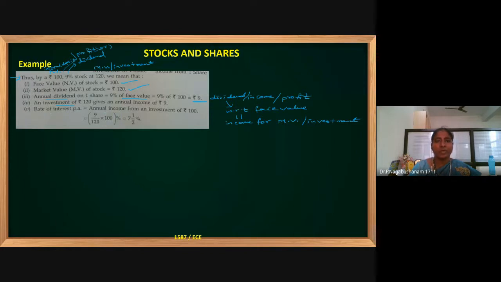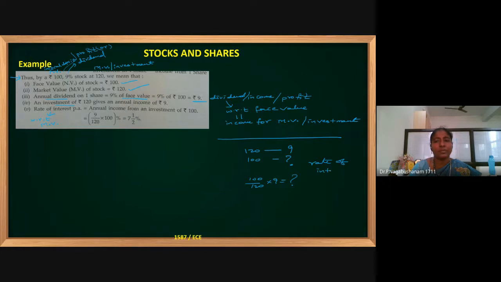And the last point: rate of interest. Rate of interest is always calculated with respect to market value. For 120, we have 9 rupees. Since we want a percentage, and percentage is always with respect to 100, it is with the help of market value, but percentage always means with respect to 100. So how do we calculate this? 100 by 120 into 9 is the percentage. This is the rate of interest.